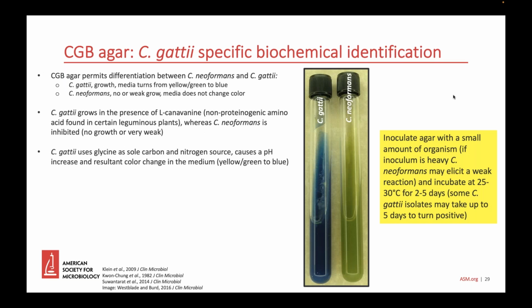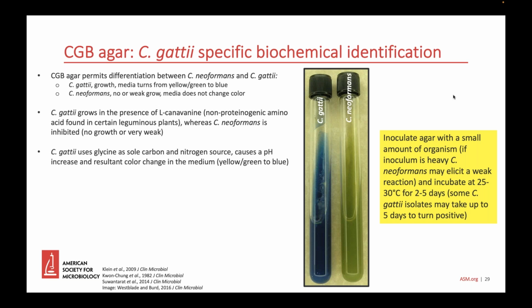Gattii can grow on CGB agar, and once it grows on that agar, it produces a color change from a yellow-green background to a deep blue or cobalt blue color. Neoformans will not grow on that medium, and if it does grow, it usually doesn't elicit a color change. So what's the selectivity in this medium? The folks who came up with this medium are brilliant. They exploited the biology of gattii. Gattii loves plants, decaying plant material. L-canavanine is an amino acid that's found in certain leguminous plants. Gattii is not inhibited by it, whereas neoformans is inhibited by it.